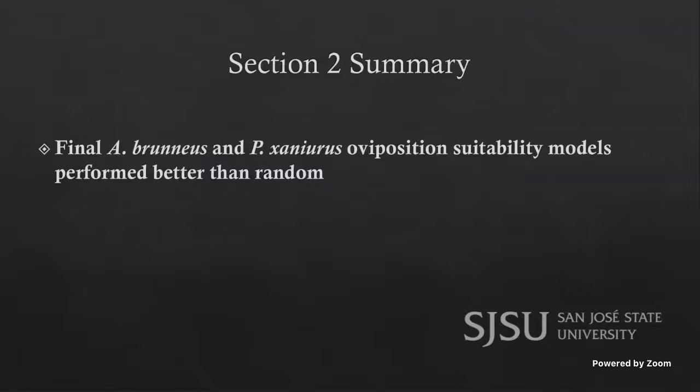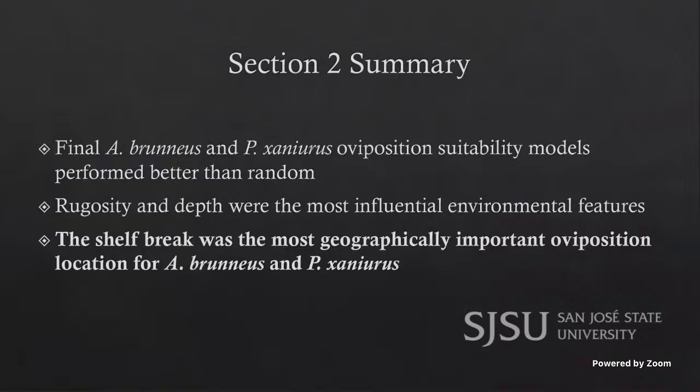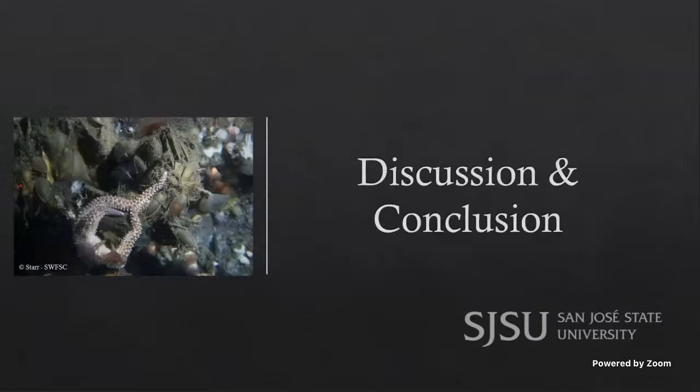To summarize section 2, final Abranius and P. xaniaris oviposition suitability models performed better than random. Rugosity and depth were the most influential environmental features. The shelf break was the most geographically important oviposition location for Abranius and P. xaniaris. Bring it on home, discussion and conclusion.